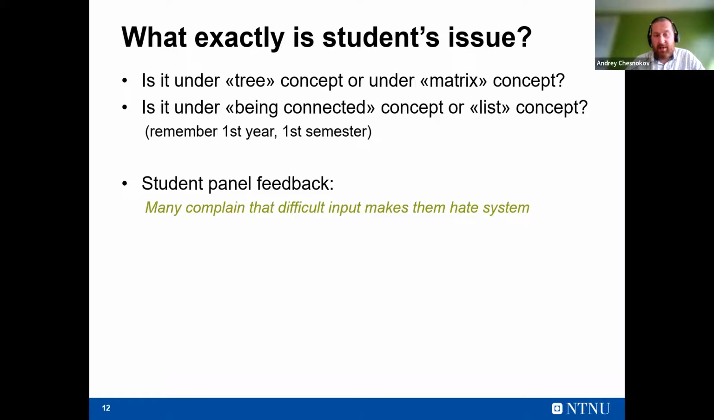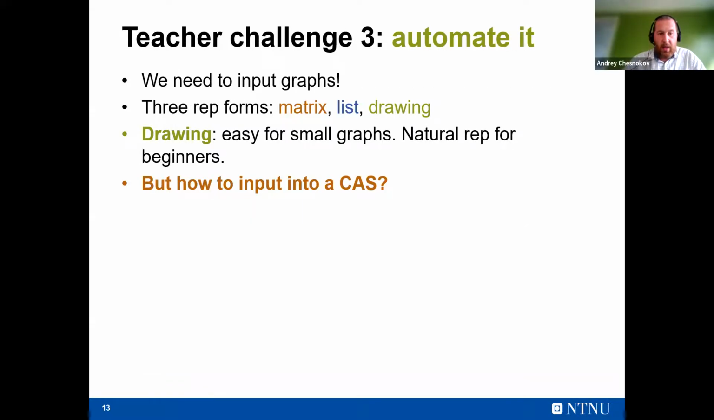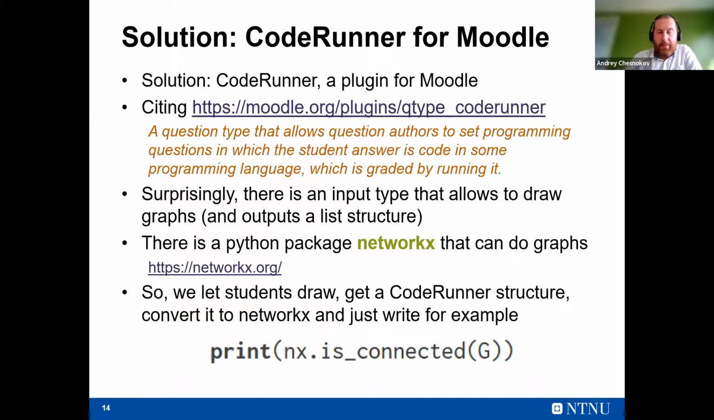Like multivariate analysis with STACK, quite many say that we hate STACK because it's so hard to enter these large formulas. So the drawing is easy, it is natural, and it's a natural representation for those who start doing it. But then we face this challenge of inputting into some computer system.